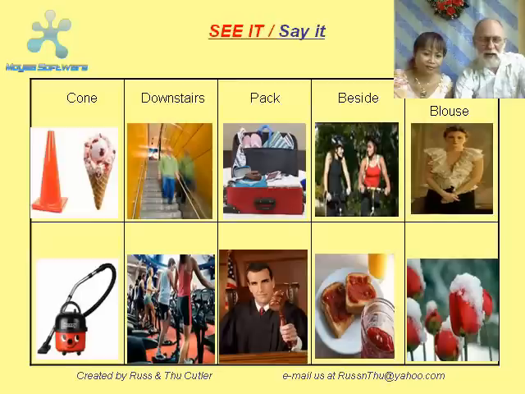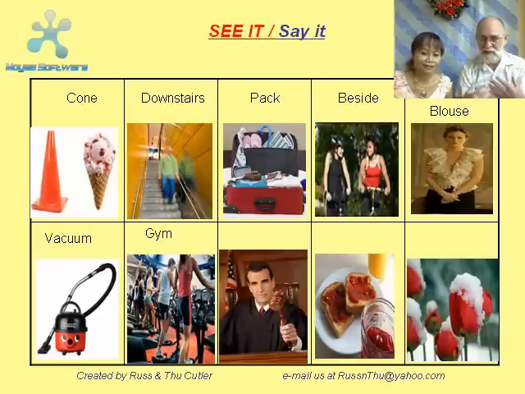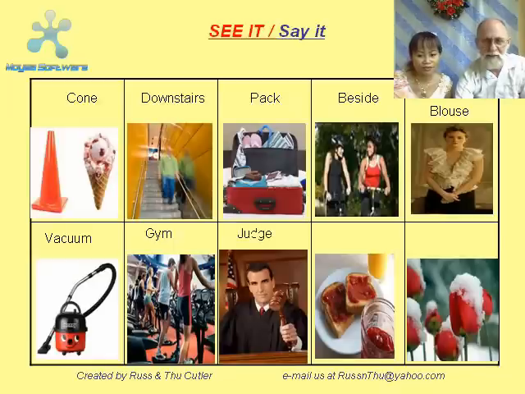Next up, we have this kind of machine that sucks up the dirt. Vacuum. A vacuum, or we can say vacuum cleaner. This next picture shows people going to a place where you exercise. Called gym. A gym. Next picture shows the person that is in charge of the court. He makes the rulings. Judge. He is a judge.